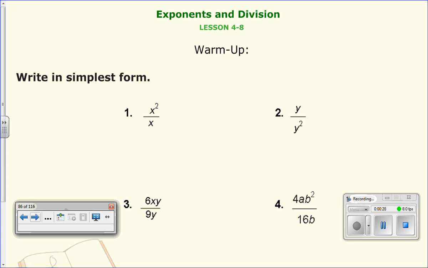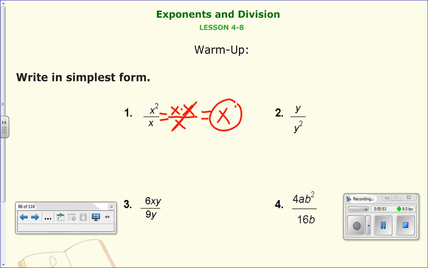Now, as a warm-up, they say write in simplest form. We've done these before. If I wanted to do number 1 here, I have x squared divided by x. Well, I could really rewrite x squared as x times x divided by x. And you see right away, both of them have a factor of x, so you could cross out the factor of x on top and bottom and just be left with x.